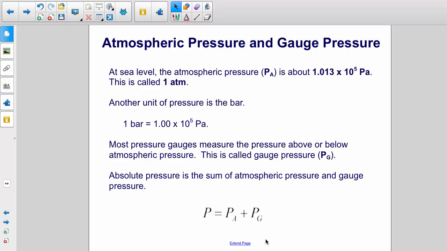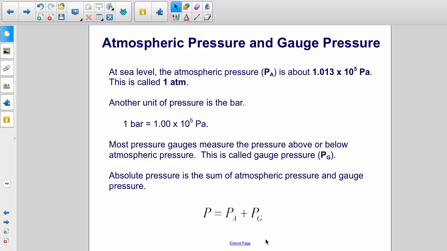Most pressure gauges measure the pressure above or below atmospheric pressure. This is called gauge pressure. An example of this would be the pressure gauge one would use to check the pressure in one's tires. We'll denote gauge pressure as P sub G.